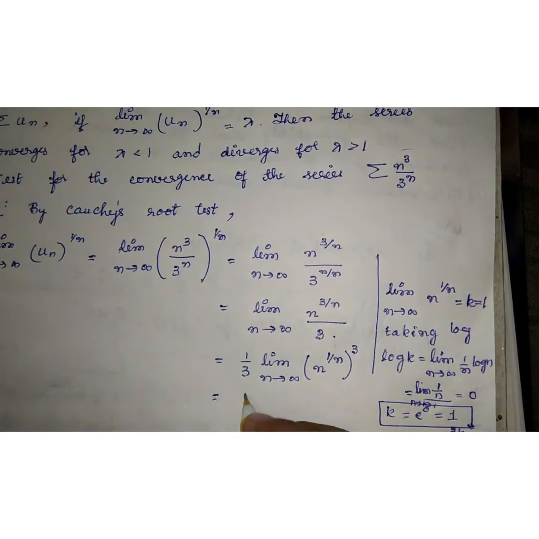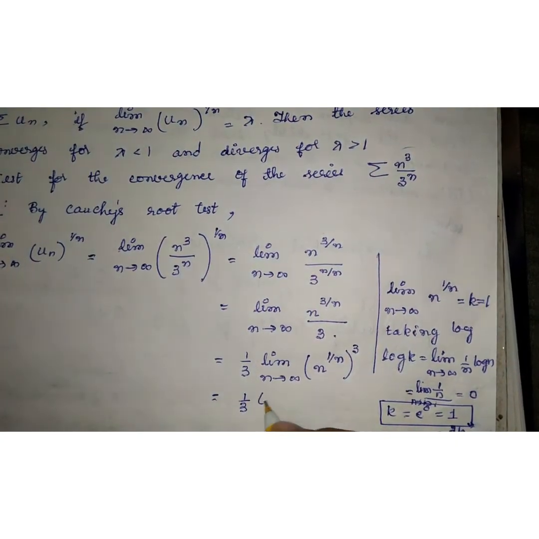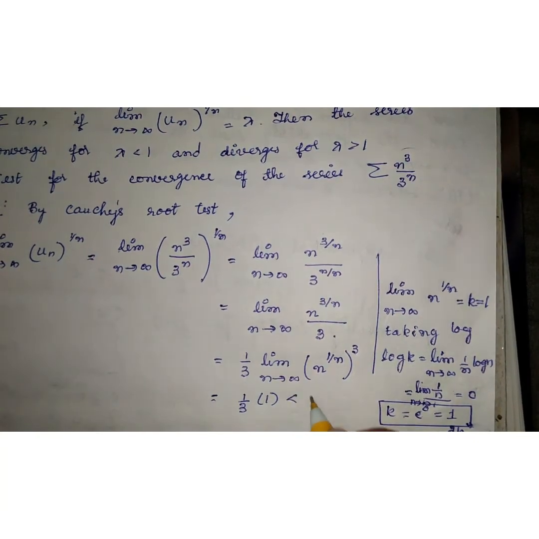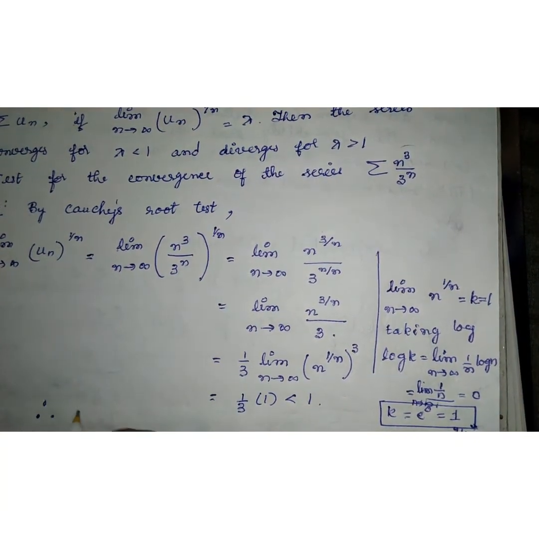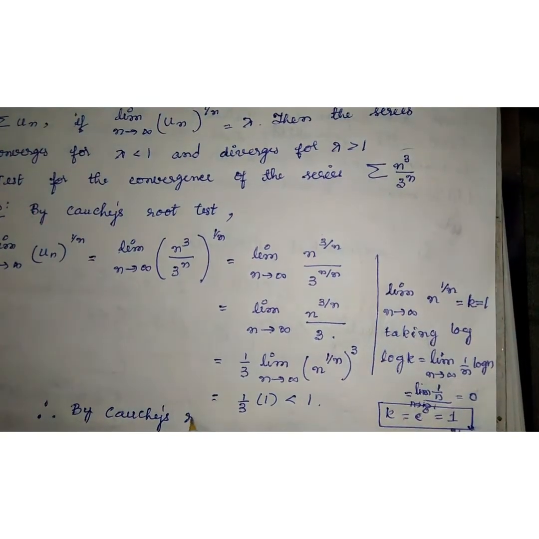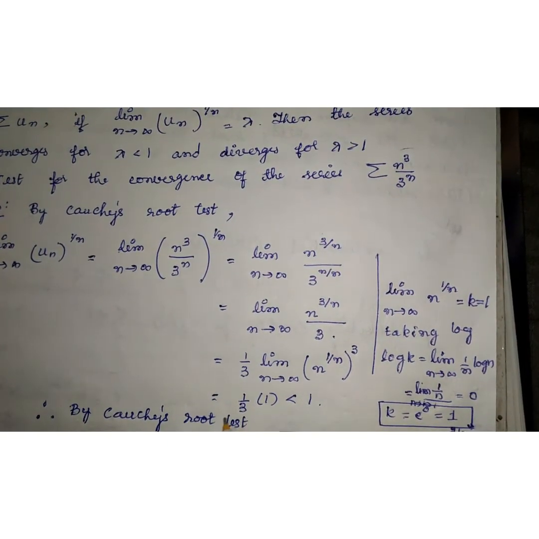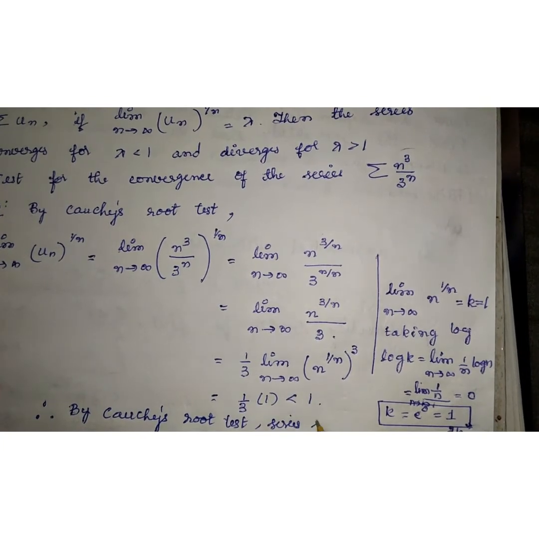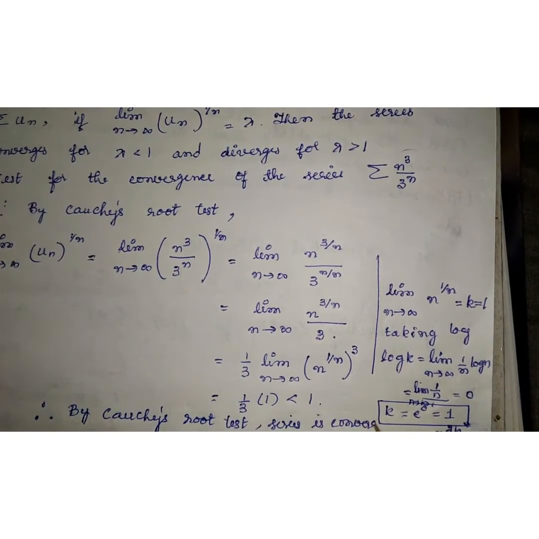So here you get 1 by 3 into 1, which is less than 1. Therefore by Cauchy's root test the series is convergent. Let us move on to the next problem.